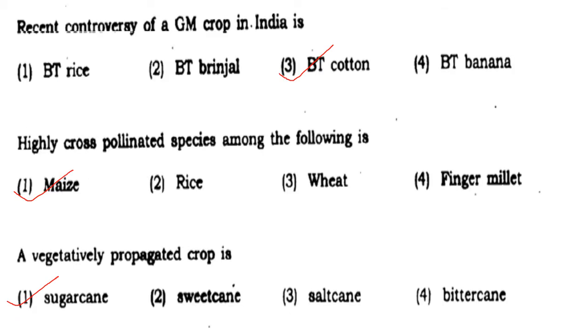Next one. Recent controversy of a GM crop in India is BT cotton. Next one. Highly cross-pollinated species among the following is option 1 maize. Next one. A vegetatively propagated crop is option 1 sugarcane. Option 2 sweet cane, 3 salt cane and 4 bitter cane.